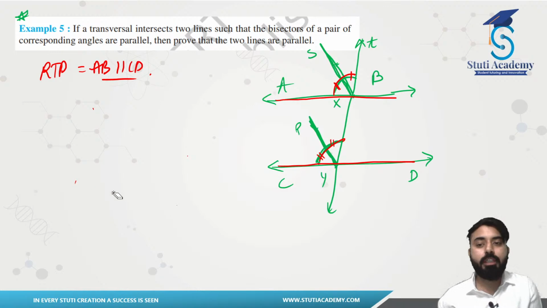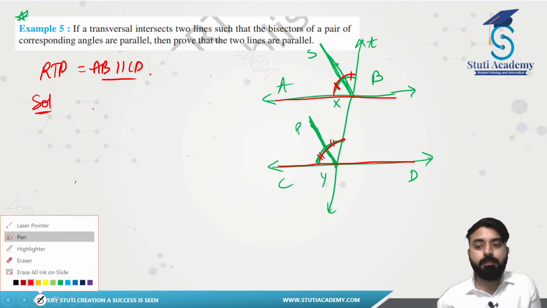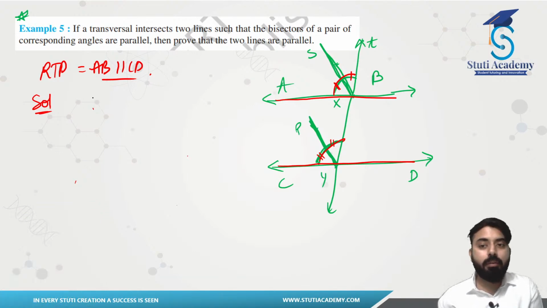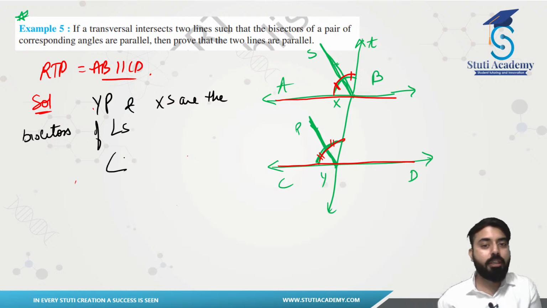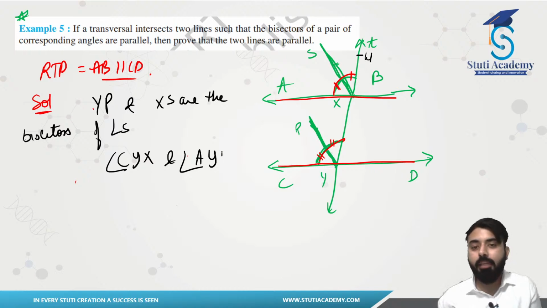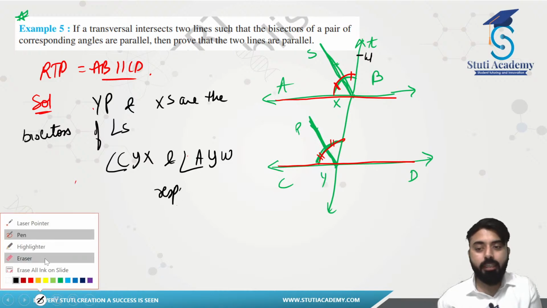Let's erase this one and start with the solution. So I know YP and XS are the bisectors of angles, which are angle C, let's say this is Y and that is X, and angle A, and let's say this point is W, for example. So angle AXW.